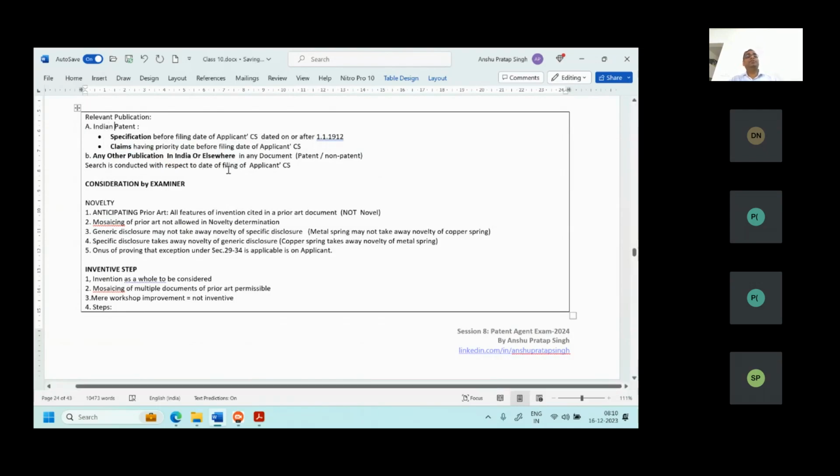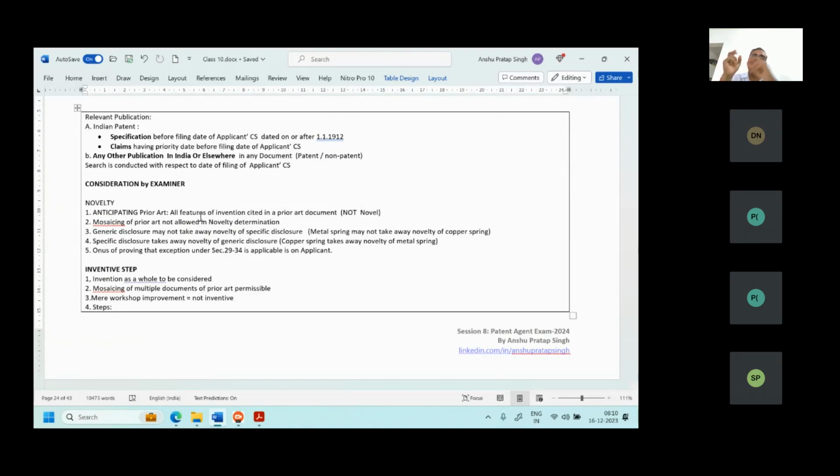Then search is conducted with respect to the date of filing of the applicant's suit. Now, consideration by the examiner. He will consider novelty and inventive step. While considering novelty, he will say whether the prior art has been anticipated or not. When I say anticipation, all the features of one document, present in one document, should be in the invention.